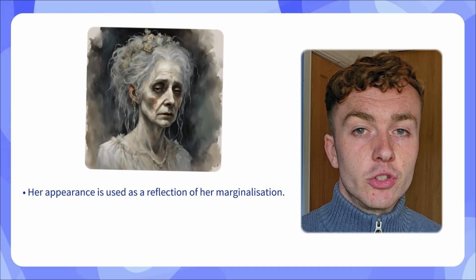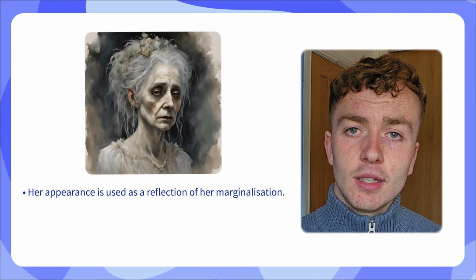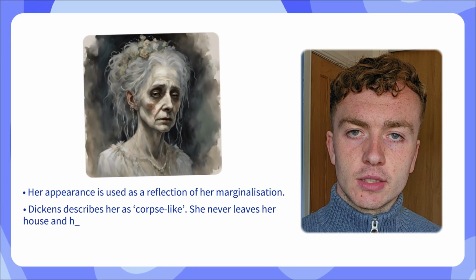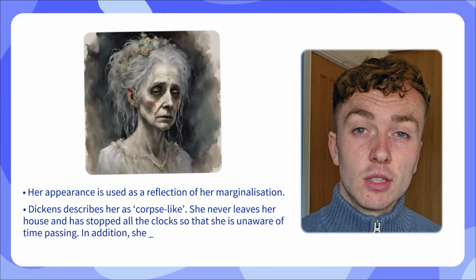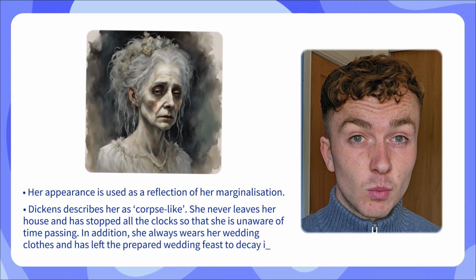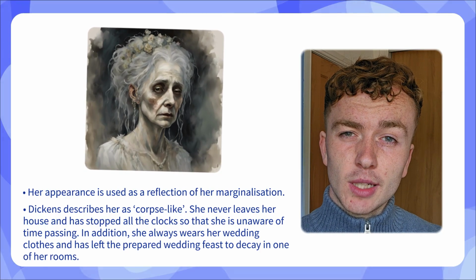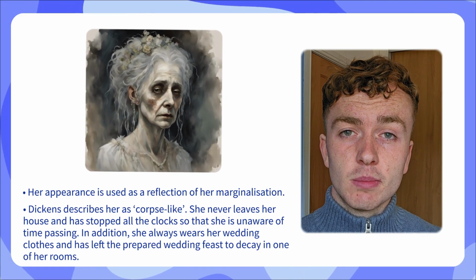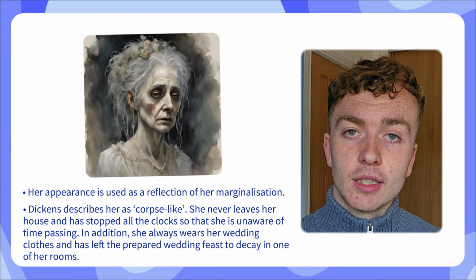So Miss Havisham was jilted on her wedding day, which essentially means her to-be husband abandoned her. And Dickens describes her as corpse-like. She never leaves her house and has stopped all the clocks so that she is unaware of time passing. In addition, she always wears her wedding clothes and has left a prepared wedding feast to decay in one of her rooms. So her physical appearance and the setting, which we're going to have a look at in a future video, combine with her actions to symbolize her emotional decay, her obsession, and her heartbreak, the inability to move on from betrayal.